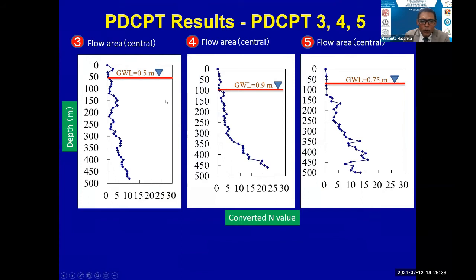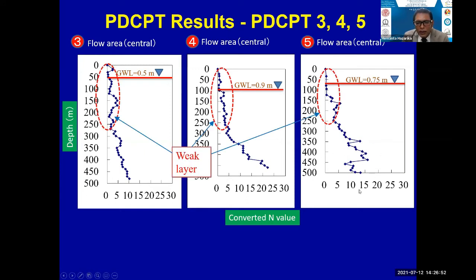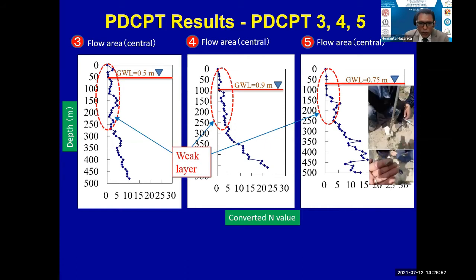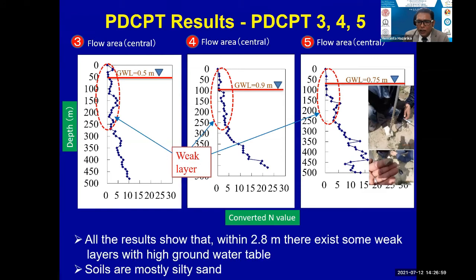Okay, so all the PDCPT conducted in those locations show that, except here, near the river, where of course the N value is very low, below about 4.5 to 5 meters the N value is quite high. So again, we could confirm the existence of weak layers in all the 3 locations. And the soils were mostly silty sand.